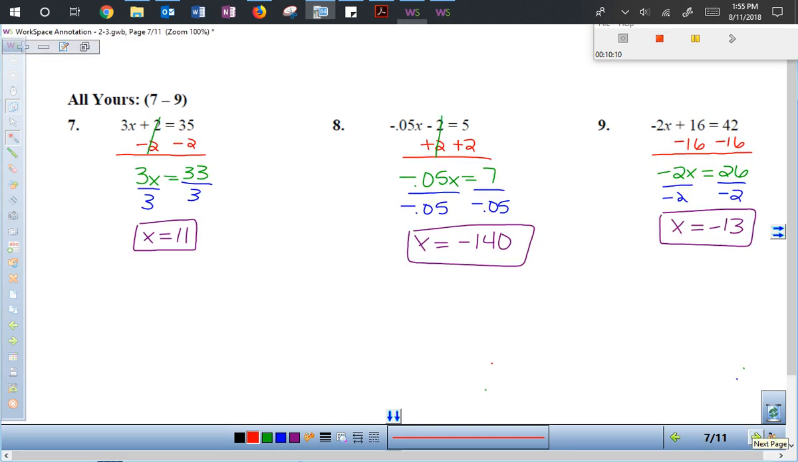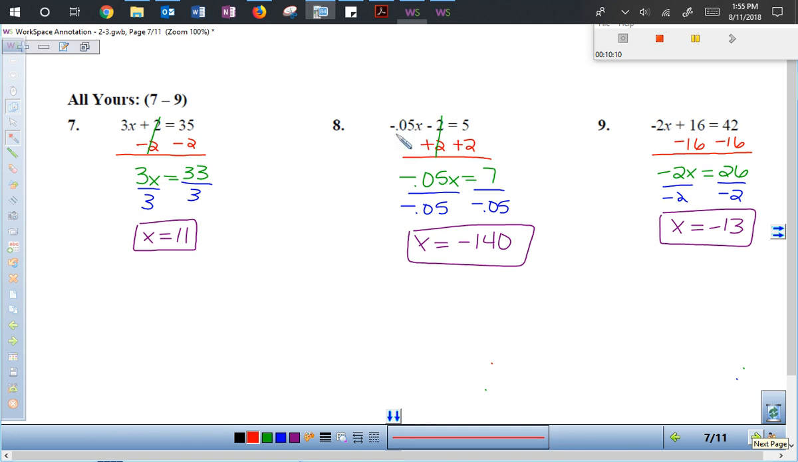Okay, hopefully on number 7 you get x equals 11. On number 8 we get x equals negative 140 because this is a 0.05, not 0.5. And then on number 9 you should get x equals negative 13. Look how I have shown each and every step on each problem. You should not skip any steps, and you should have gotten the right answer on every single one of them because you should check your result at the end.